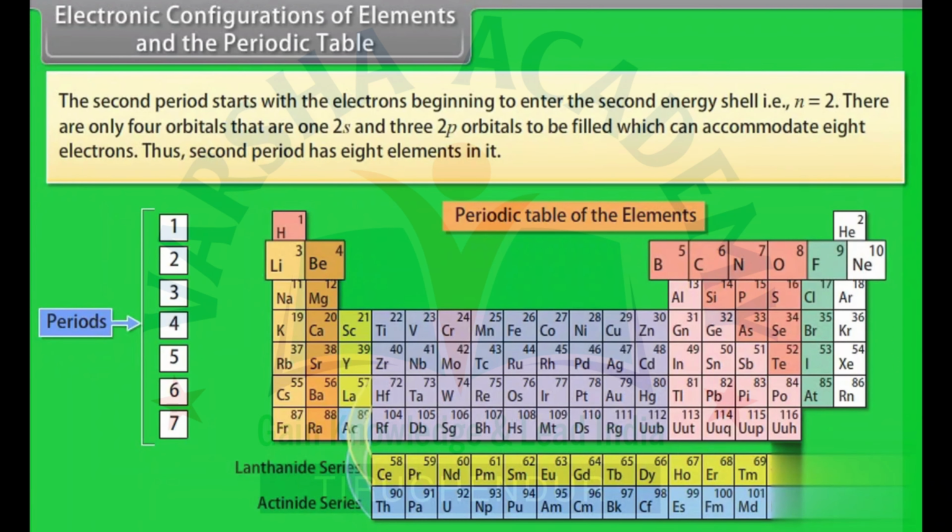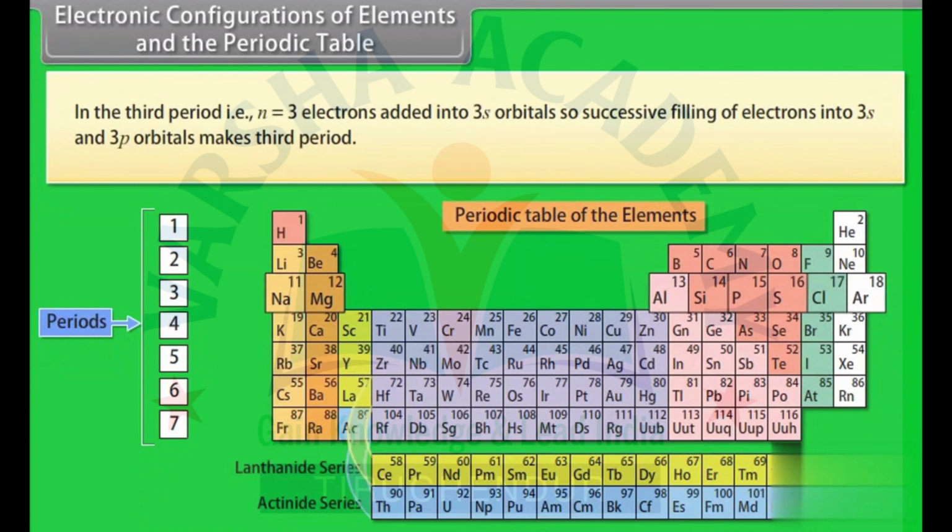The second period starts with electrons beginning to enter the second energy shell, that is, n equals 2. There are only 4 orbitals, 1 2s and 3 2p orbitals, to be filled, which can accommodate 8 electrons. Thus, the second period has 8 elements in it. In the third period, that is, n equals 3, electrons are added into 3s orbitals. So, successive filling of electrons into 3s and 3p orbitals makes the third period.